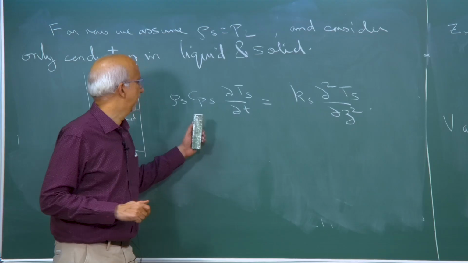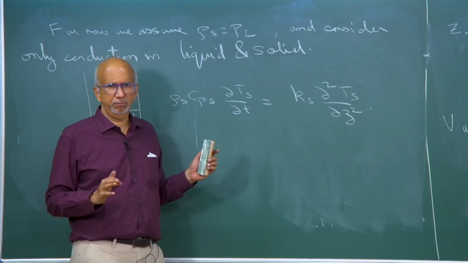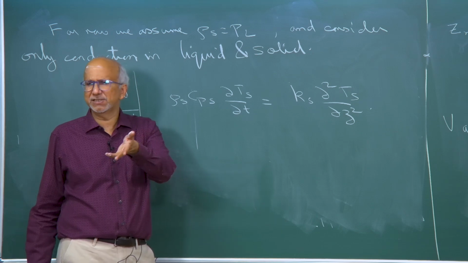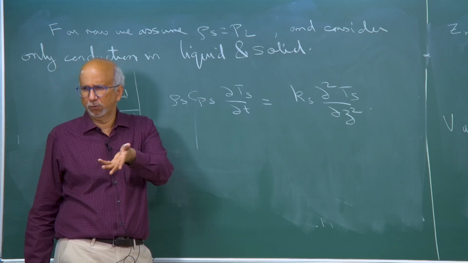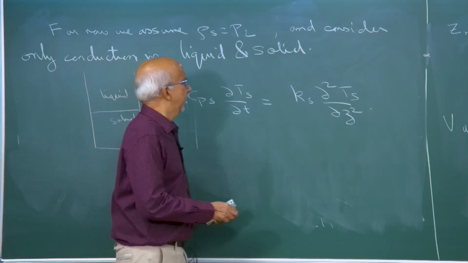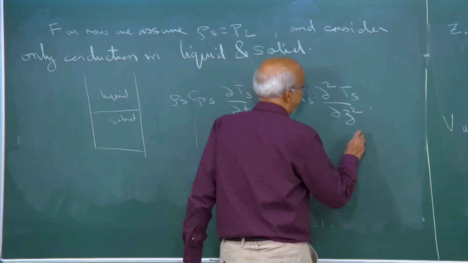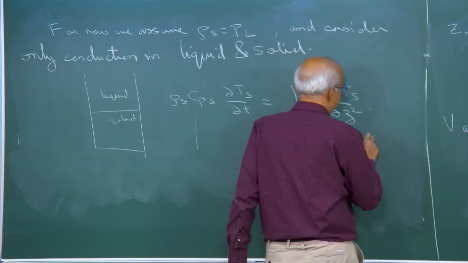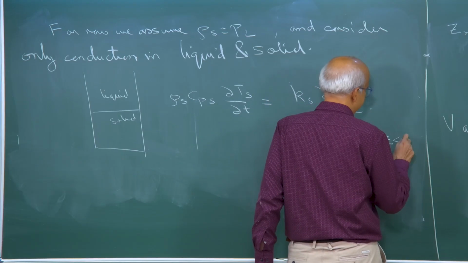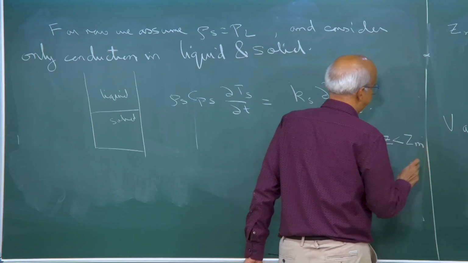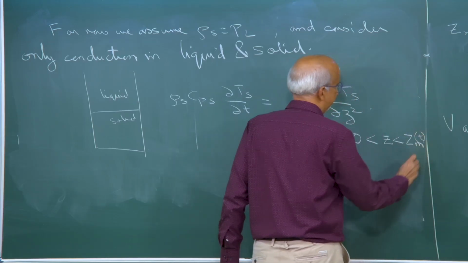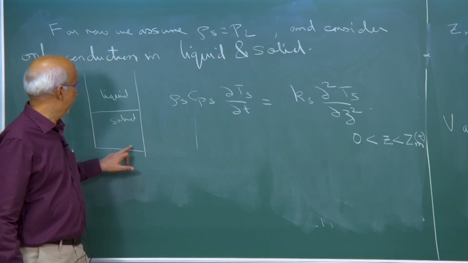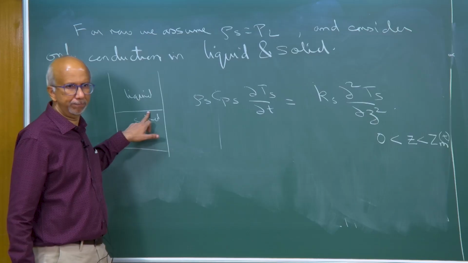So, this is the problem with only conduction. This is something you are used to, a transient heat conduction problem. Only thing is, what is the domain to which it is valid? 0 less than z less than zm, which varies with time. So, the validity of this equation is in the interval from 0 to zm.